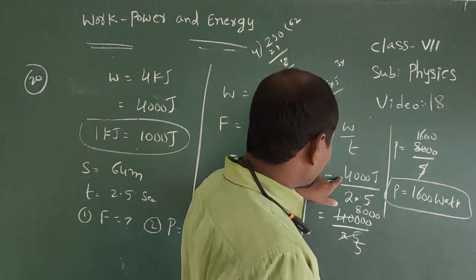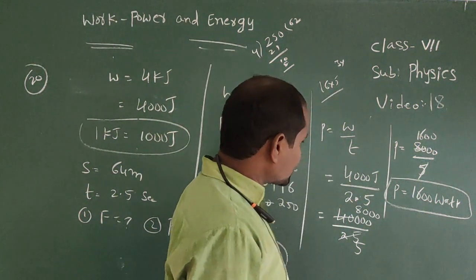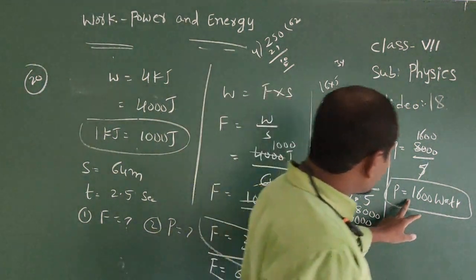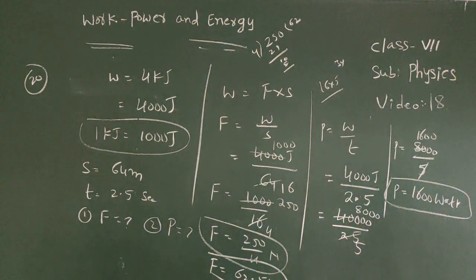Work done equal to 4000 by 2.5. We can write 40,000 by 25 also, that equals 1600 watt. So power equal to 1600 watt.